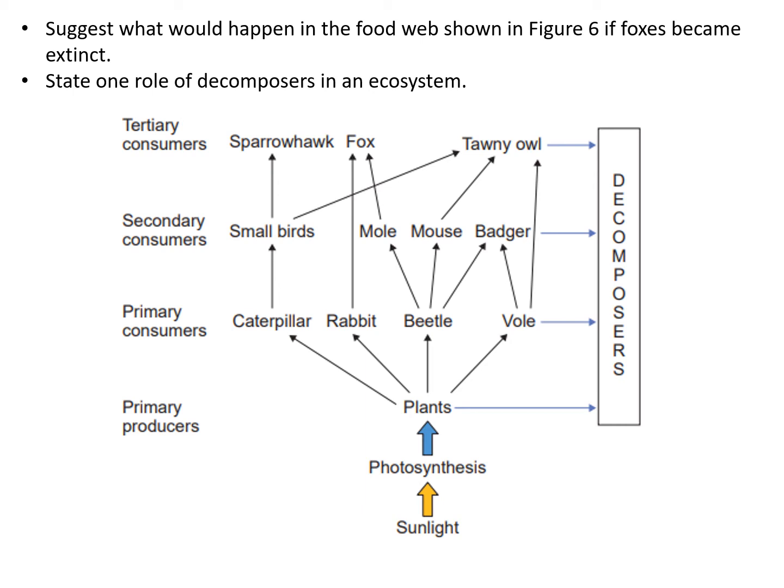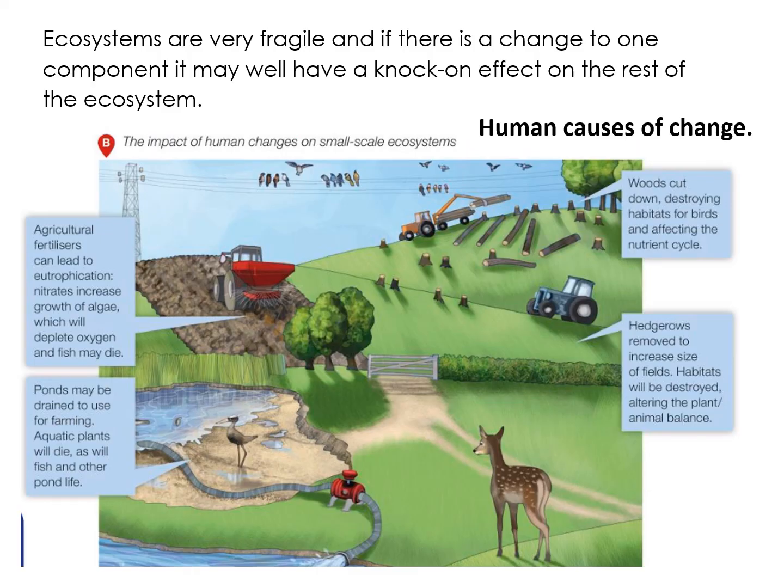Decomposers use enzymes to break down dead plants and animals into nutrients like sugars and salts. These nutrients are then available in the soil to be absorbed through plant roots, and then they re-enter the food chain. Some nutrients, however, are washed out of the ecosystem by rain. Ecosystems, as we've seen, are very fragile, so if you change one component, it may well have a knock-on effect for the rest of the ecosystem.